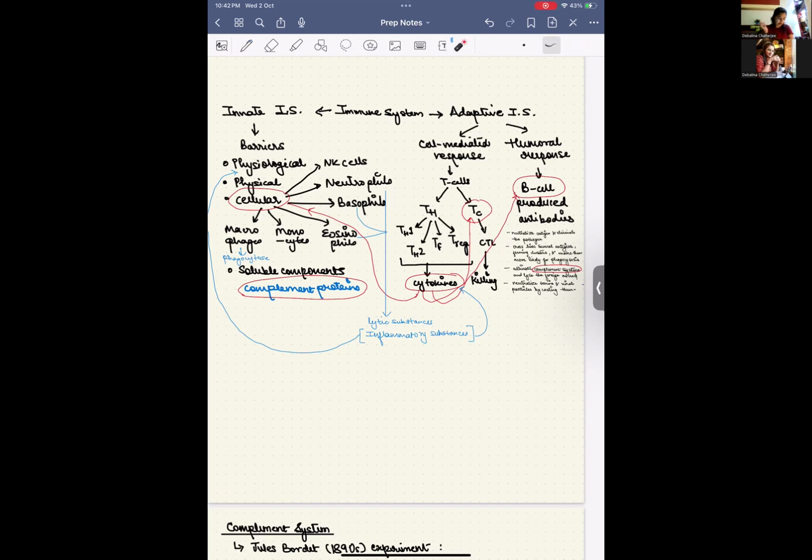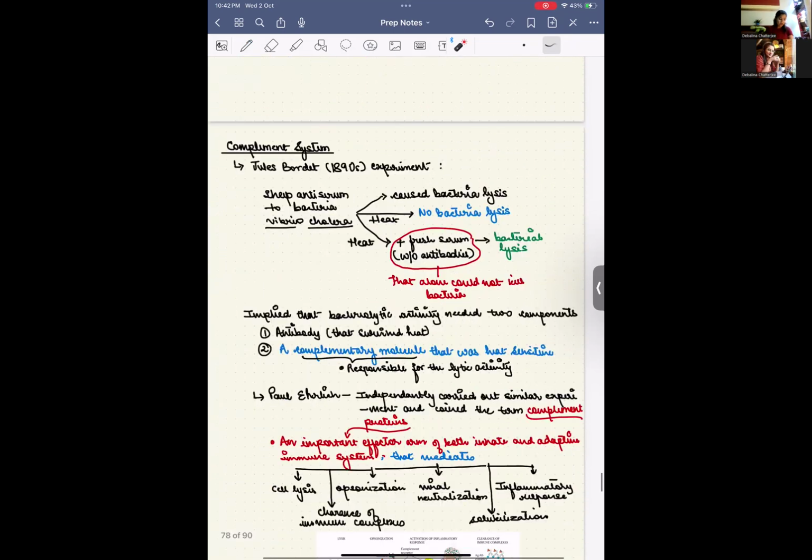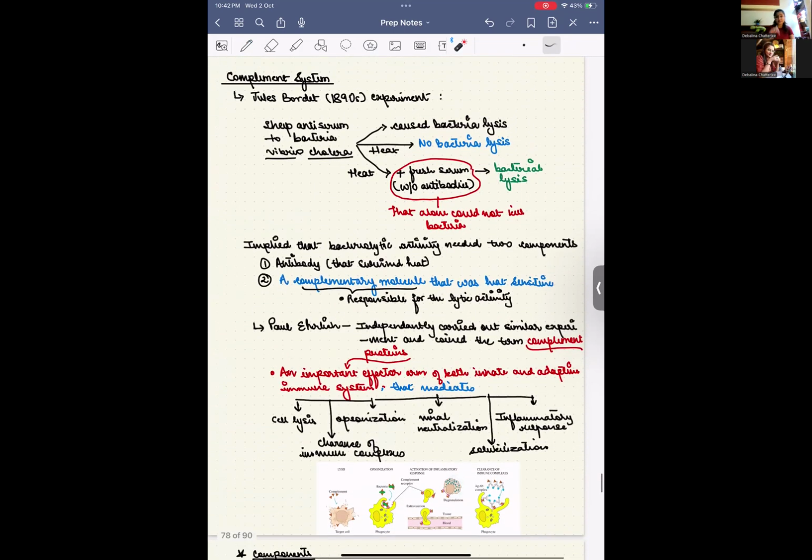The only thing that we have not discussed in much detail is the complement system. That is the main topic of discussion for today's class. So in the complement system, let's just discuss the discovery part of it.